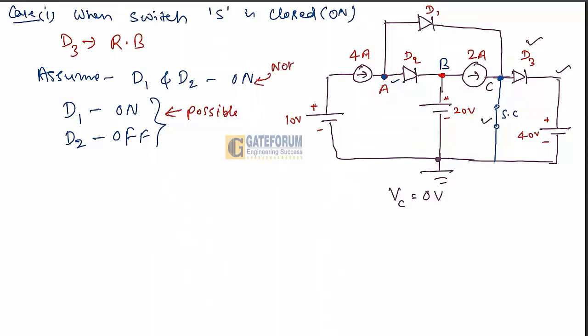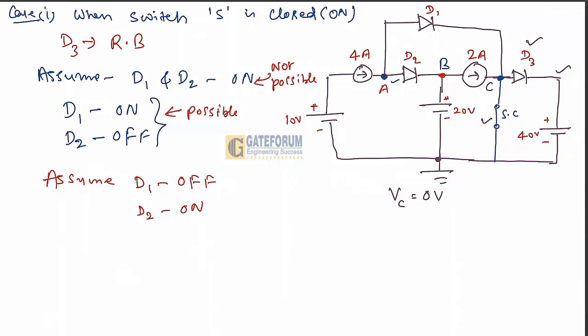This is not possible, so both cannot be on. In this case, we had learned about this. It indicates that D1 will be on and D2 will be off. Now, the next chance is, if we assume that D1 is off and D2 is on, whether it is possible or not, we need to check it.